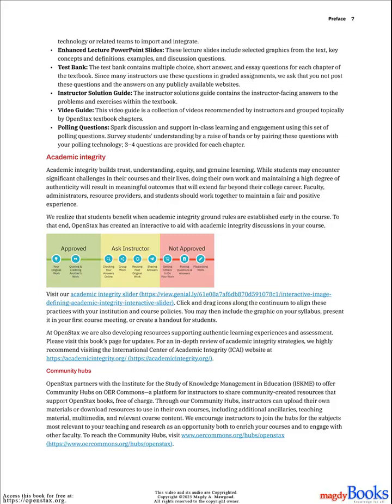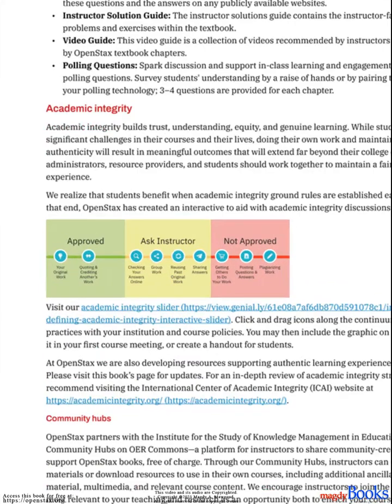Academic integrity. Academic integrity builds trust, understanding, equity, and genuine learning. While students may encounter significant challenges in their courses and their lives, doing their own work and maintaining a high degree of authenticity will result in meaningful outcomes that will extend far beyond their college career. Faculty, administrators, resource providers, and students should work together to maintain a fair and positive experience. We realize that students benefit when academic integrity ground rules are established early in the course. To that end, OpenStax has created an interactive to aid with academic integrity discussions in your course.